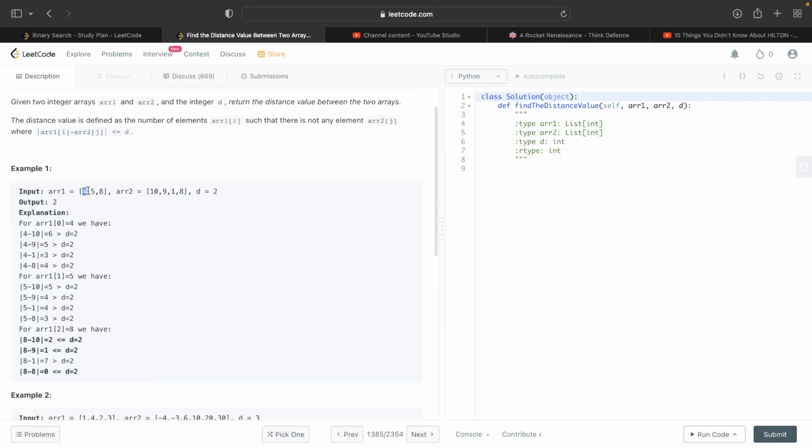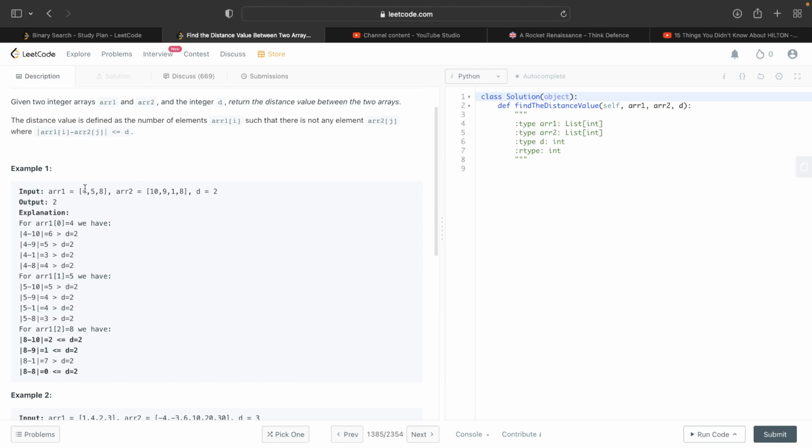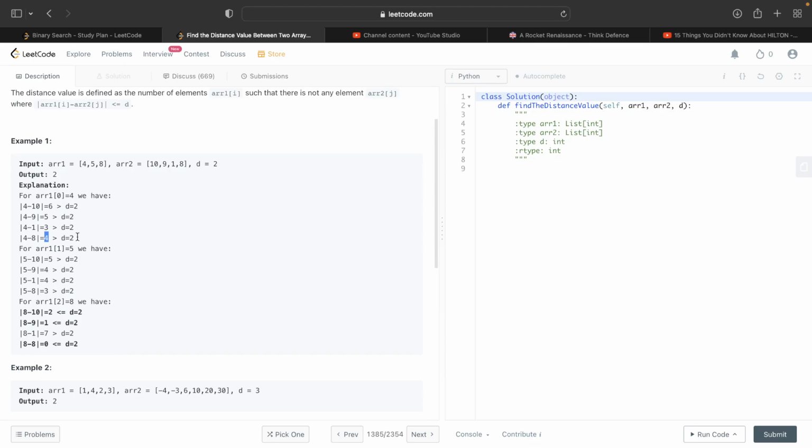So here we have arr1 with 4, 5, 8, right? Then for each element in arr1, we take the absolute value of 4 minus 10, 4 minus 9, 4 minus 1, 4 minus 8, and that's what we're doing here. You can clearly see that 4 is what they're describing as a distance value. It qualifies, because the absolute values here are all greater than d, and our d is 2.